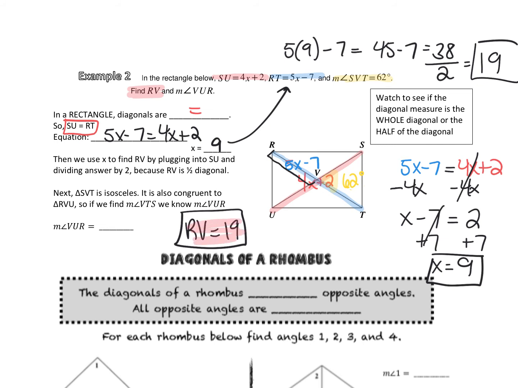The second thing that they want us to find is the measure of an angle. They usually want us to find a side or a diagonal and then the measure of an angle. So they want us to find the measure of angle VUR. VUR is over here, and we got to use the fact that they are isosceles triangles again. If you look closely, you can see that angle SVT is 62, which means that the other angle, which I'm going to highlight here in yellow, the angle across from it, according to the vertical angles, is also 62 degrees.